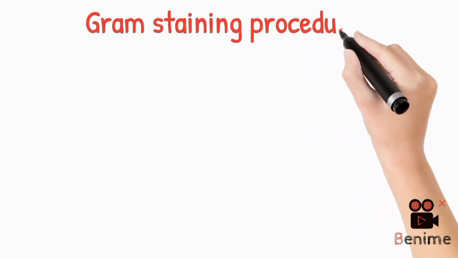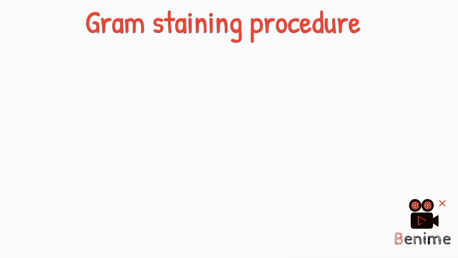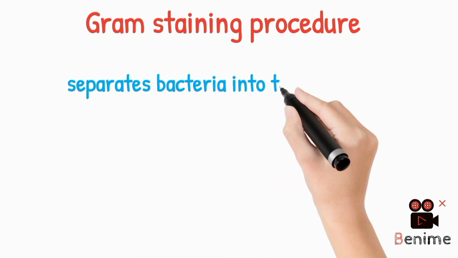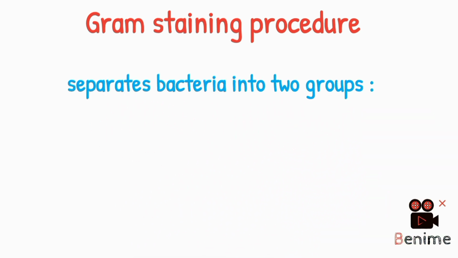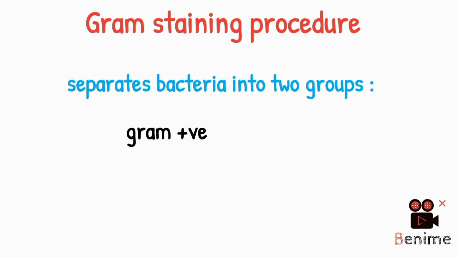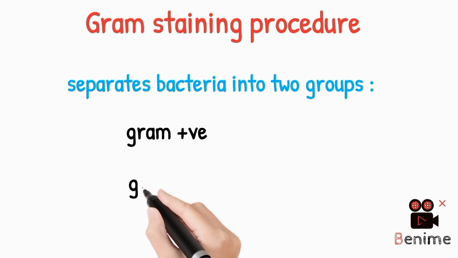Gram staining procedure. This procedure was developed by scientist Christian Gram, and he separated bacteria into two groups on the basis of this procedure. This includes gram-positive bacteria and gram-negative bacteria.